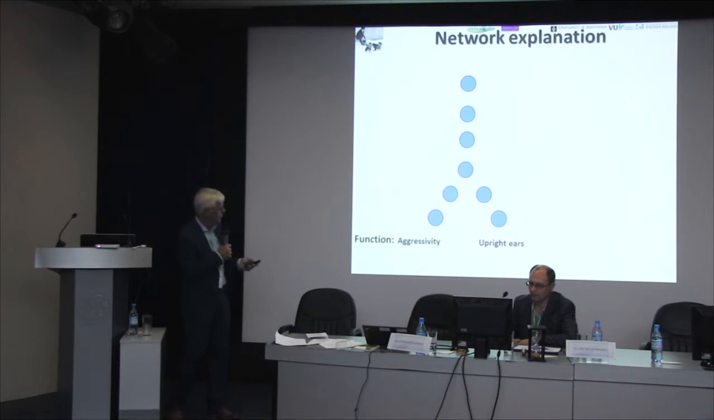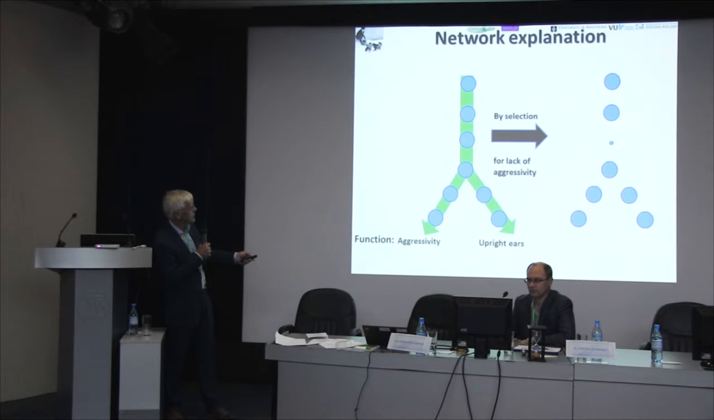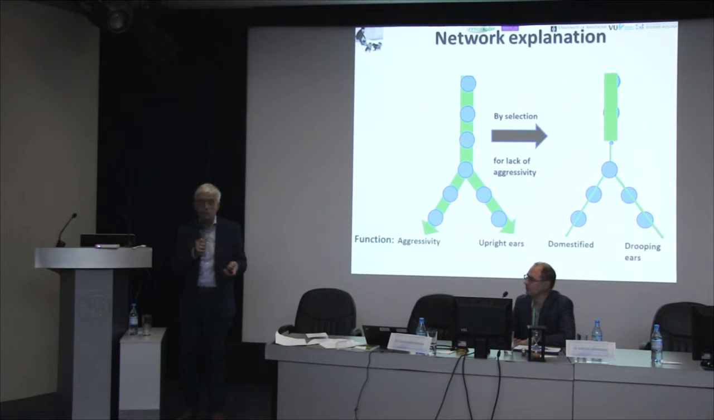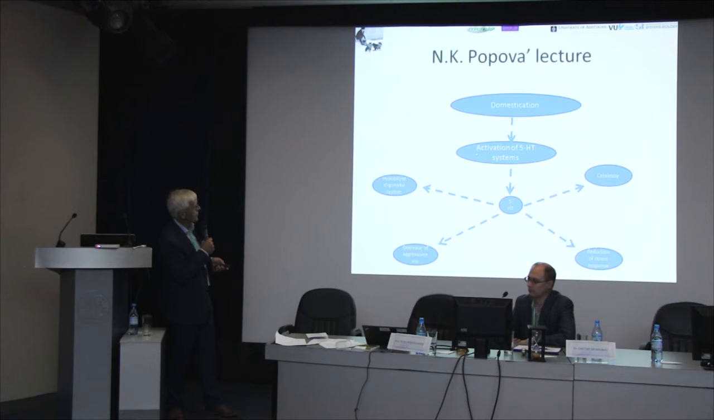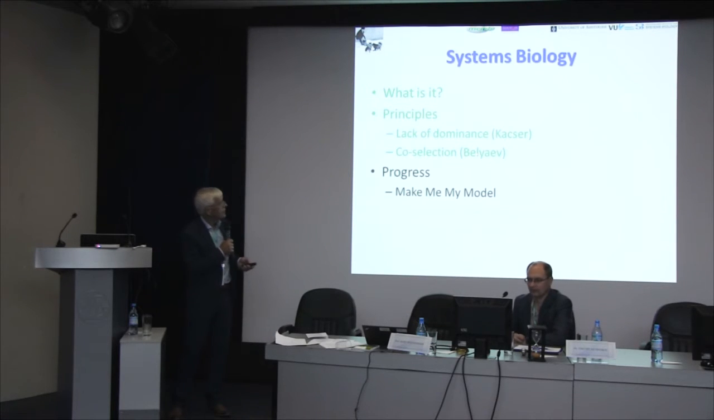But if you look at it like this, with a pathway leading both to aggressivity and to upright ears, then by selection you select for a mutant that has less of this, and you get simultaneously less aggressivity and less upright ears. So you will simultaneously get domestication and drooping ears. The explanation is that what Belyaev was seeing and understanding was a network effect. He was seeing network effects in biology. We saw that in Professor Popova's lecture, that this is what the further thinking was also. It's a network like this, very similar to what I just showed. If you make a change here, it affects all the downstream pathways. So that is the second principle example.